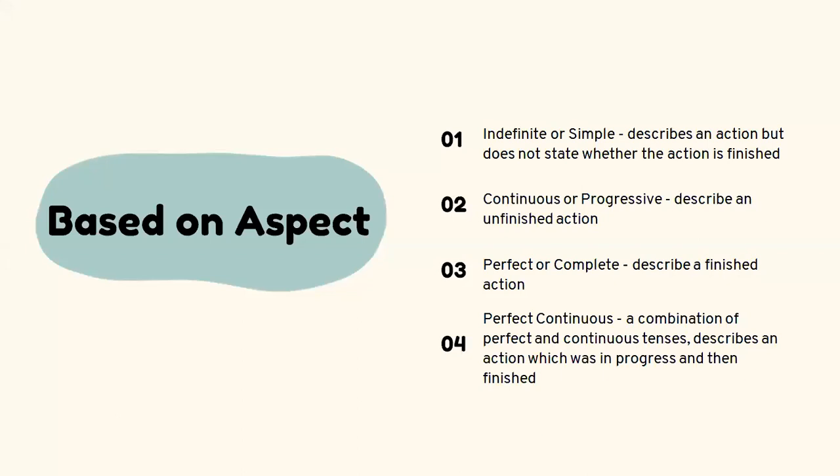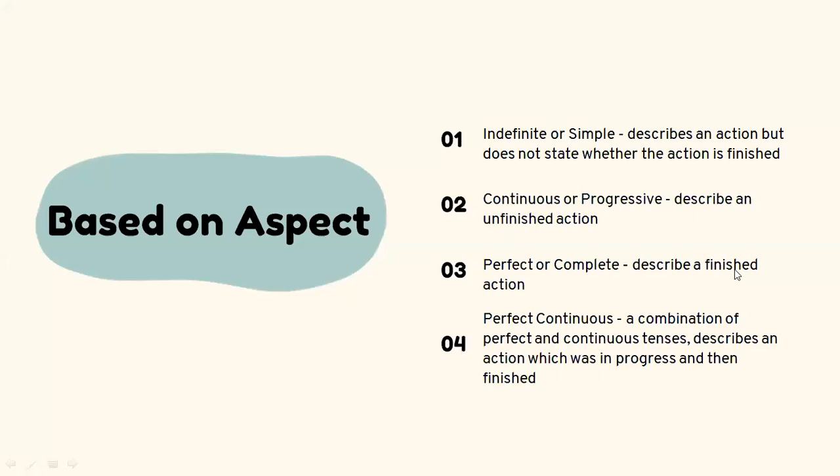Then we refer to another tense type as perfect or complete tense. Perfect or complete tense means to describe a finished action. This tense form is quite advanced when it comes to writing, where you refer to an action that has already taken place in the past, and we refer to that action and write the sentence, okay?